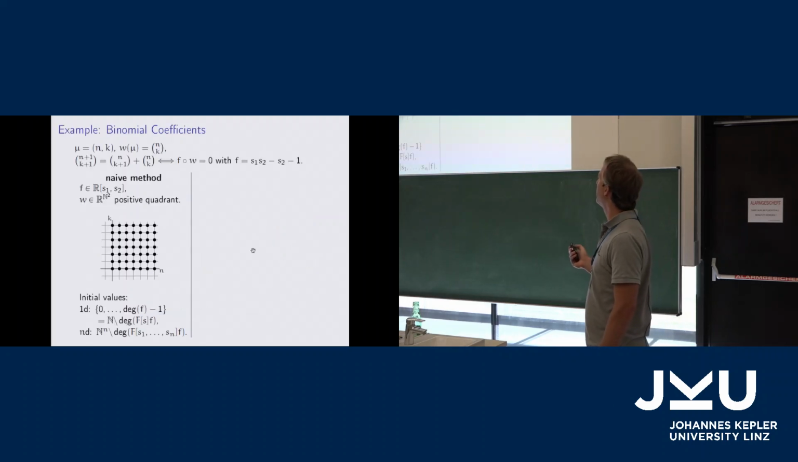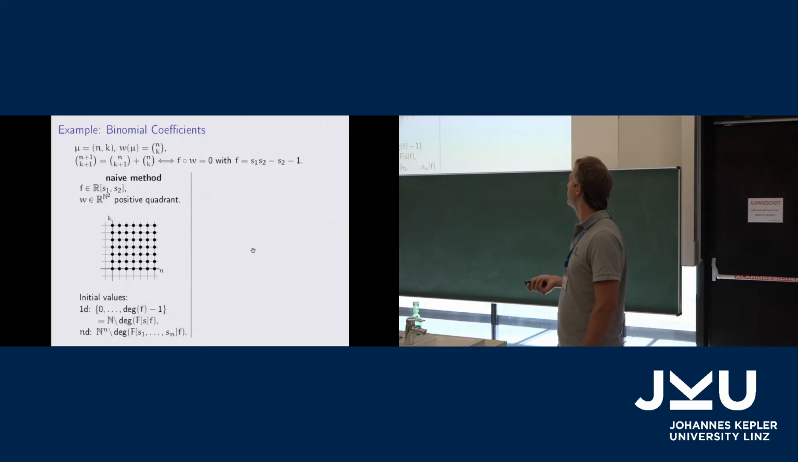Okay, so let's look at some examples. The first one is the binomial coefficients. The difference equation is well known, and according to our recipe, the definition space of the solution is the first quadrant. And okay, in the one-dimensional case, the initial value set is everything up to the degree of f, so it's the complement of the degree set of the ideal. The same holds in the n-dimensional case.